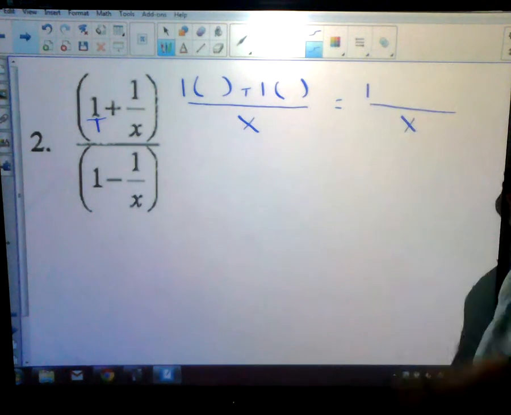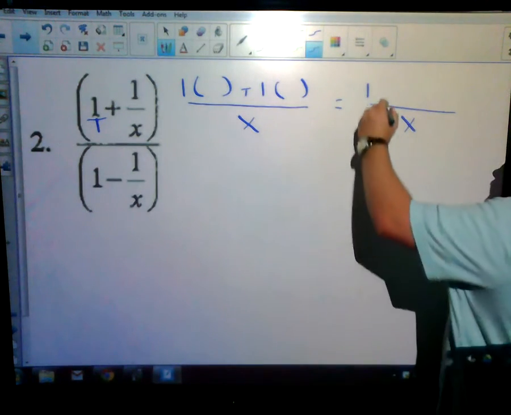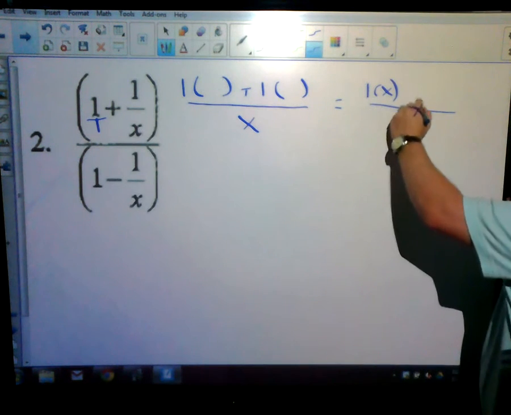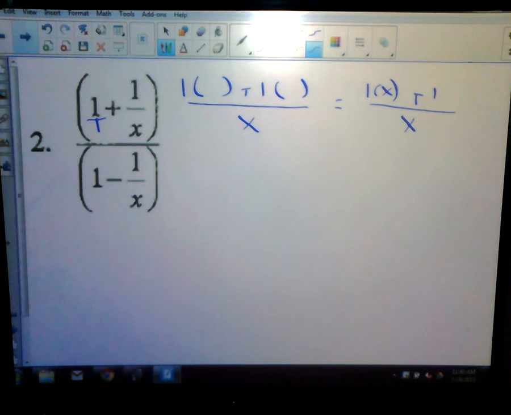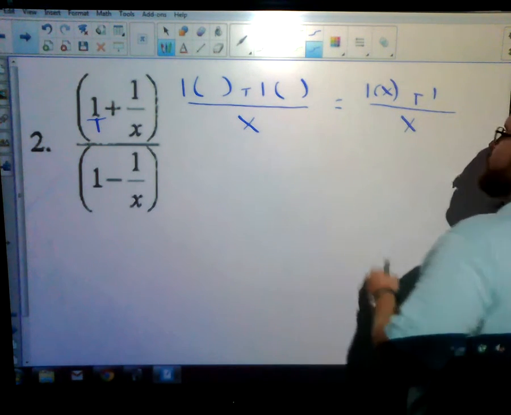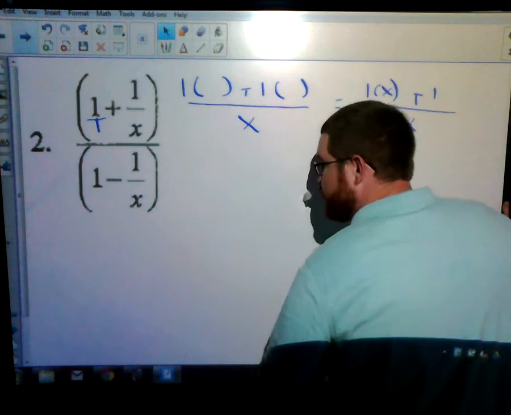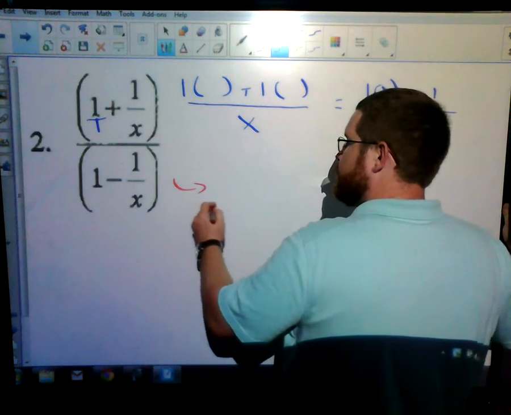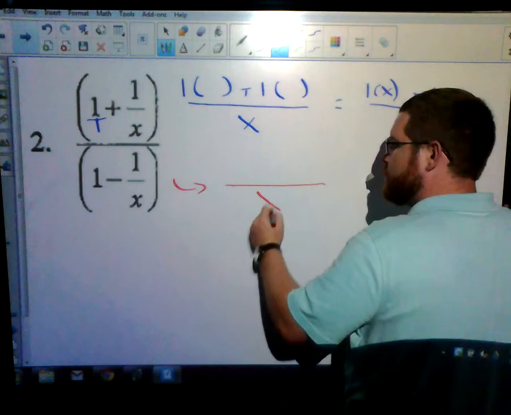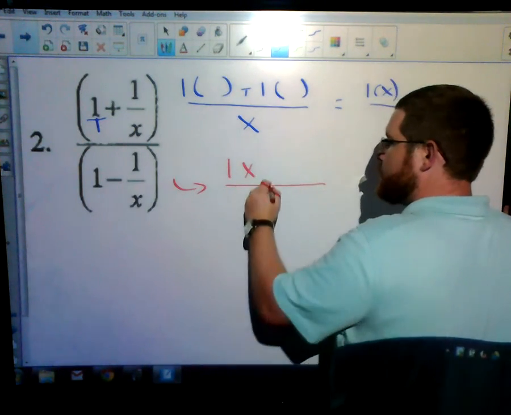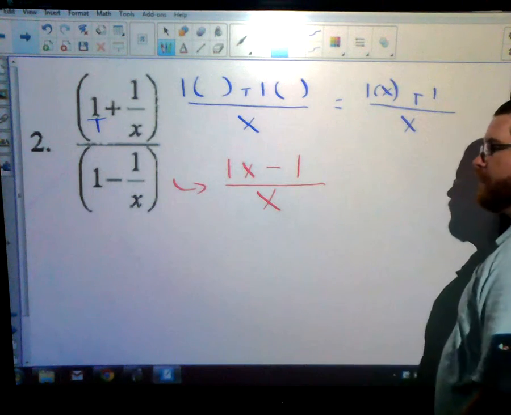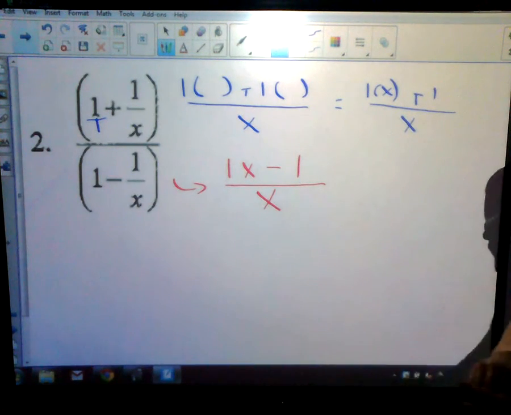The first one was only over 1, so it needs an x. The second one was already over x, so it doesn't need anything. So my top is going to be x plus 1 over x. How about the bottom? Its common denominator is x. The 1 wasn't over anything, so it needs the x. This 1 was already over the x, so it doesn't need anything.